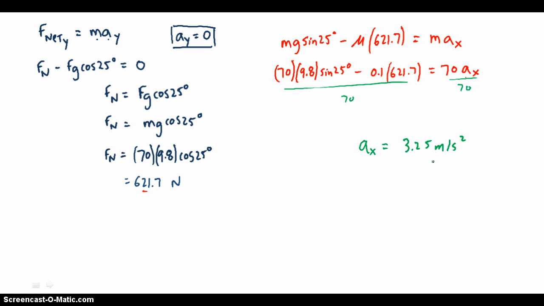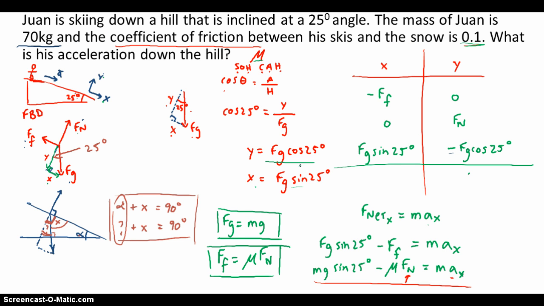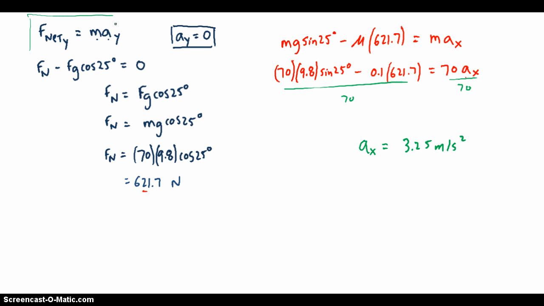So let's quickly review what we've done. You want to draw your coordinate system in the direction of the acceleration. That's the key. Because when you do that, you break up all your forces into the x and y direction. We write our F net is equal to ma statements. You'll notice that one of them is going to give you an acceleration equal to 0.